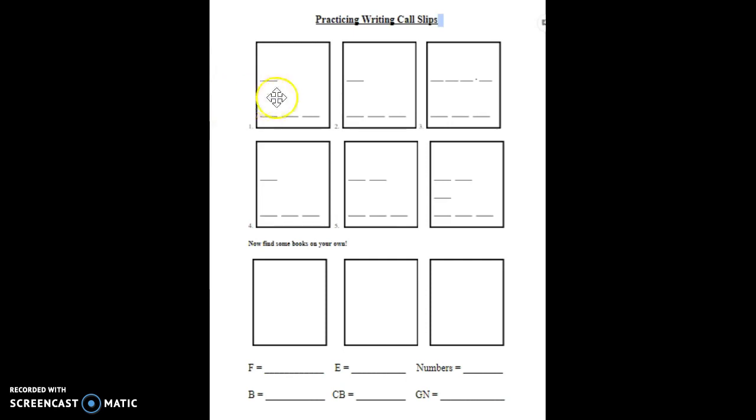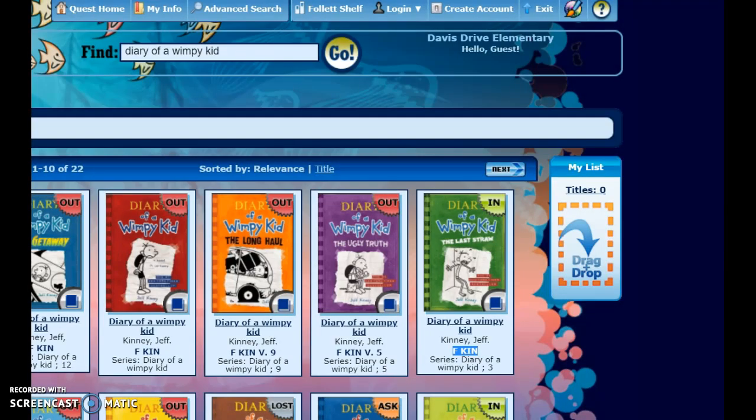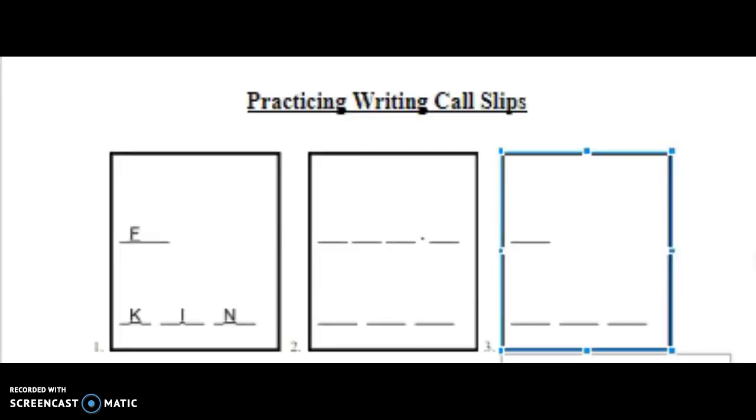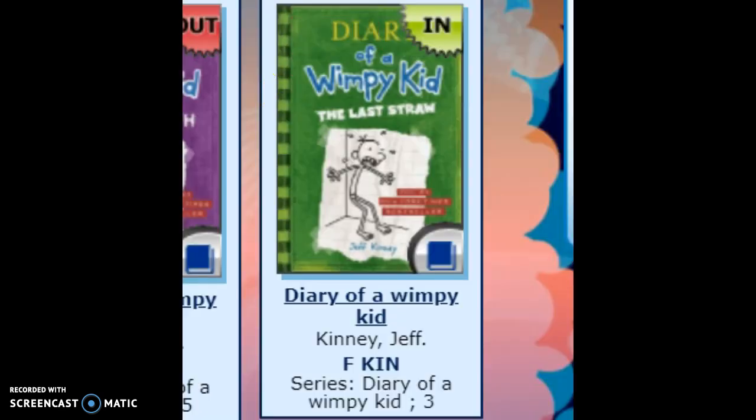So for this first rectangle, I want you to write the address for that Diary of a Wimpy Kid book that we saw earlier in Destiny Quest. If you remember, the call number was FKIN, and I want you to write that on your call slip, FKIN. And this is what it should look like. Okay, we know that's the address of the book, but what does that really mean, FKIN?